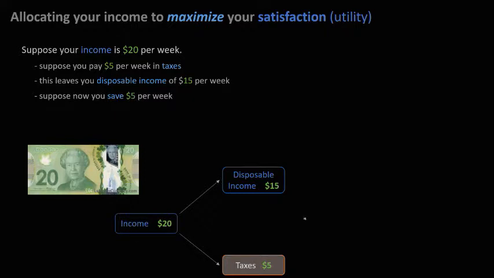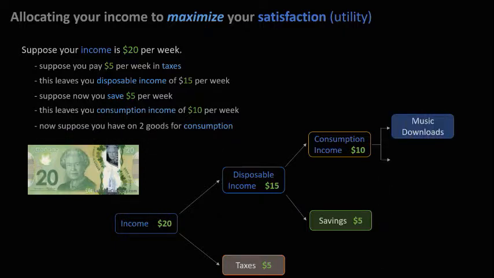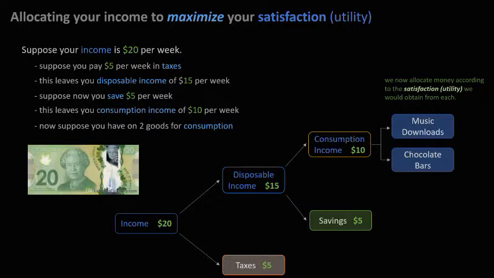From here, ideally, we're going to allocate money to savings. Think of savings as consumption in the future. Now this leaves us $10 for consumption income. In our super simple example, we're going to assume there are only two goods we can buy, and these are music downloads and chocolate bars. In theory then, we're going to allocate our income between these two goods in the way that gives us the most satisfaction in our lives.